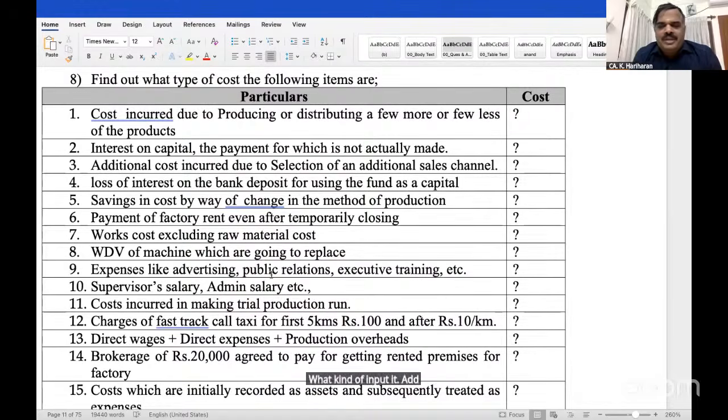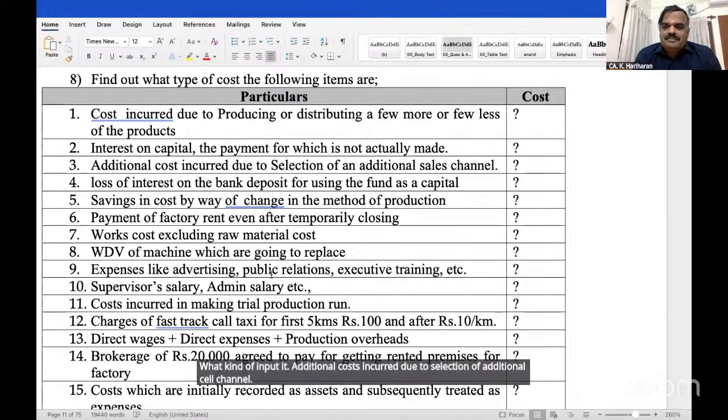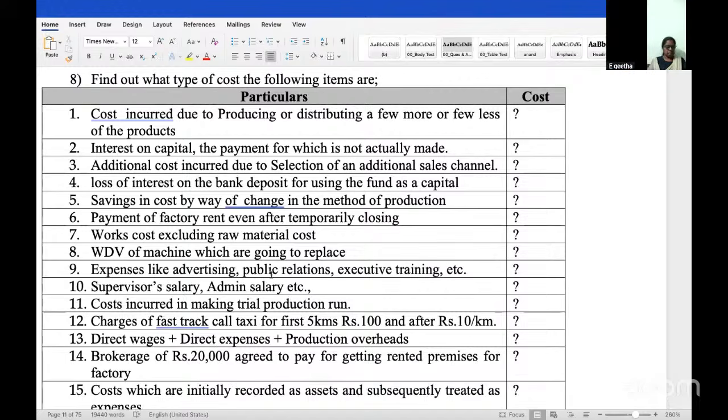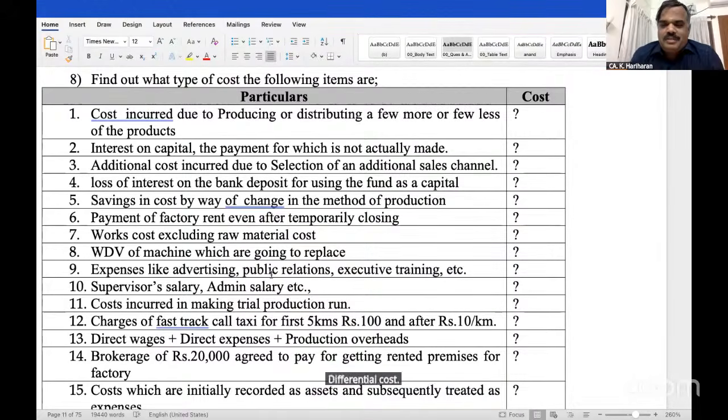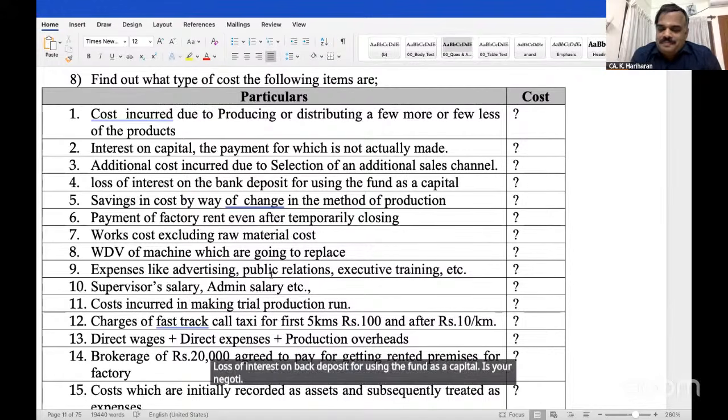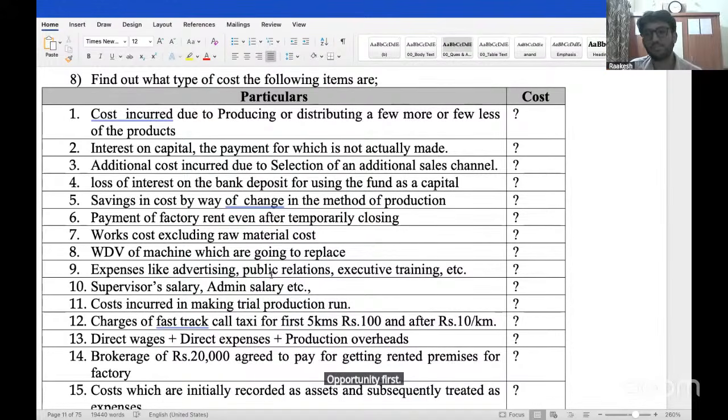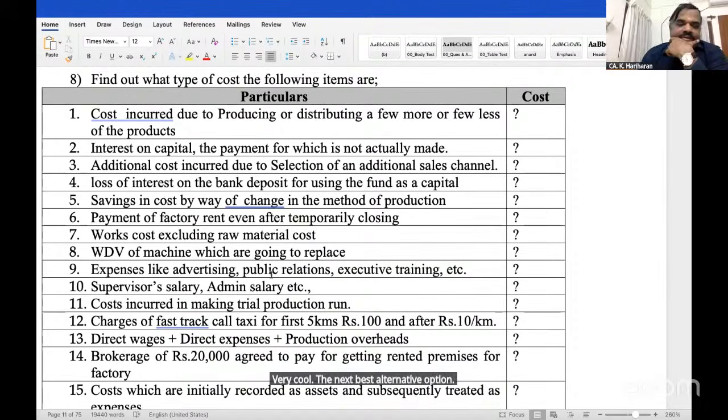Additional cost incurred due to selection of an additional sale channel. Selling and distribution cost. No, sir, that is also differential cost. Yeah, differential cost. Next: loss of interest on bank deposit for using the fund as capital? Easy question. Opportunity cost. Very good. Next best alternative, opportunity cost.